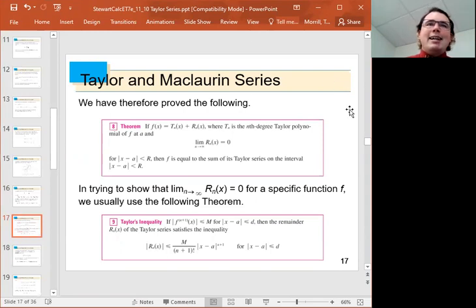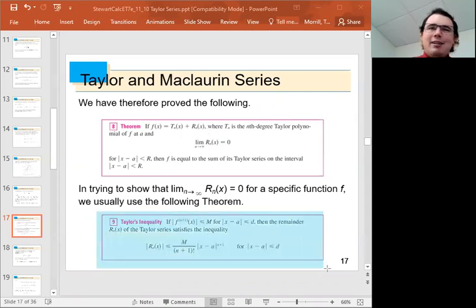So the key idea is that I can always write a function as equal to its nth degree Taylor polynomial plus some remainder. And the question is whether or not those remainders actually go to 0 as n goes to infinity. So we're going to need a formula to calculate that remainder, or at least get an upper bound for it. And that formula is right here.